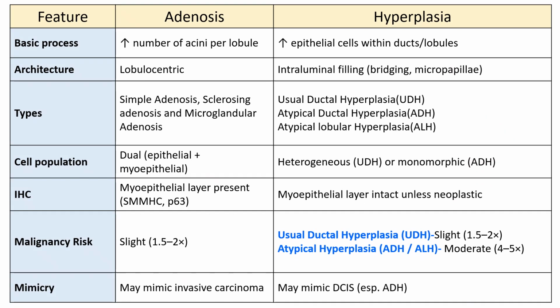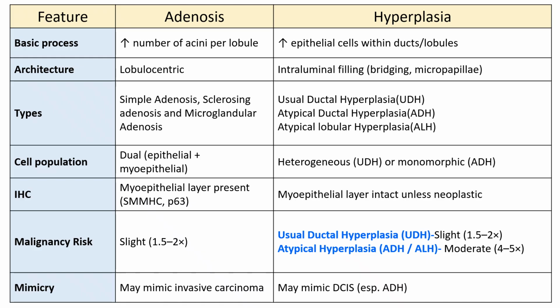So these are the contrasting features between adenosis and hyperplasia. What is adenosis? It is an increase in the number of acini per lobule, and hyperplasia is increased epithelial cells within ducts or lobules. The architecture pattern in adenosis is lobulocentric, and in hyperplasia there is intraluminal filling of epithelial cells in the form of bridging pattern, micropapillary pattern. The types of adenosis are simple adenosis, sclerosing adenosis and microglandular adenosis. In hyperplasias you will have usual ductal hyperplasia, atypical ductal hyperplasia, atypical lobular hyperplasia.